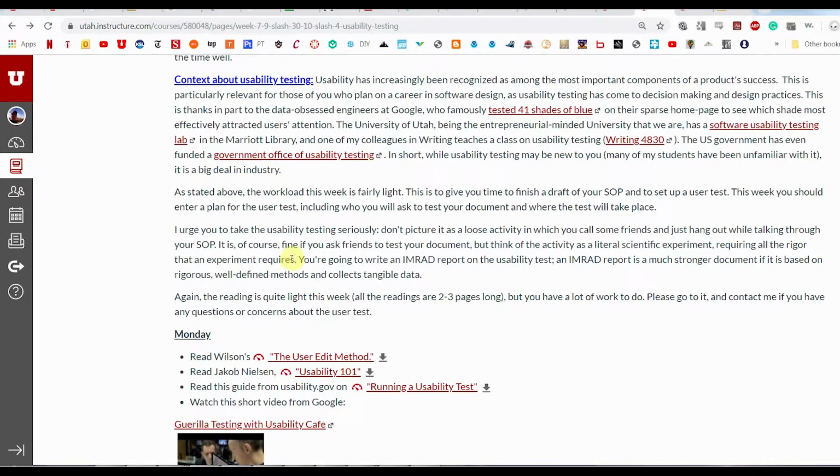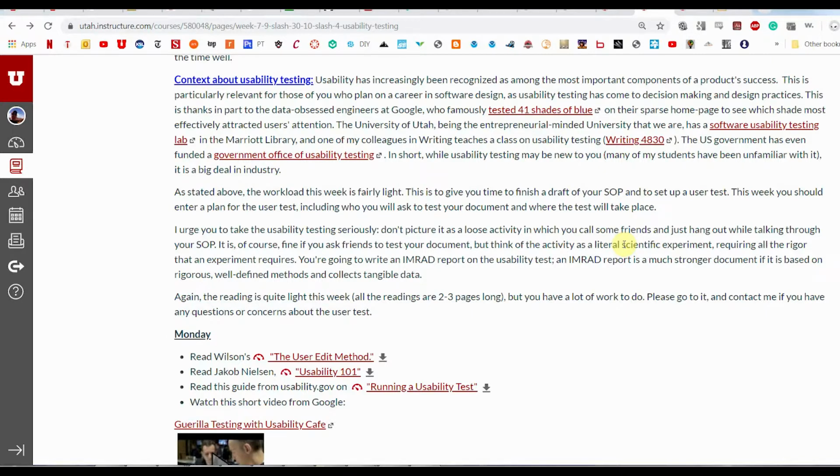I want to just quickly highlight this because it has tripped students up in the past. They have not taken usability testing particularly seriously, and it has shown in the final IMRaD report. If you are thinking of it as a scientific experiment, it adds a level of rigor to the testing activity that allows you to get better information. You should be collecting data during this test. You should be recording it.